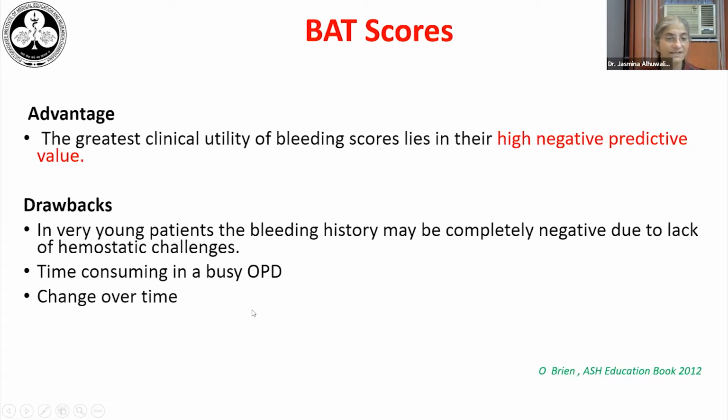But the disadvantage is that in very young patients, the bleeding history may be completely negative due to lack of adequate hemostatic challenges. In a busy, time-consuming OPD, a BAT score evaluation may take as much as 20 minutes, which is really a big challenge. So it needs to be abbreviated and may not be possible each time. And the BAT score is dynamic. It changes over time. With the next bleed that the individual has, the BAT score may increase.